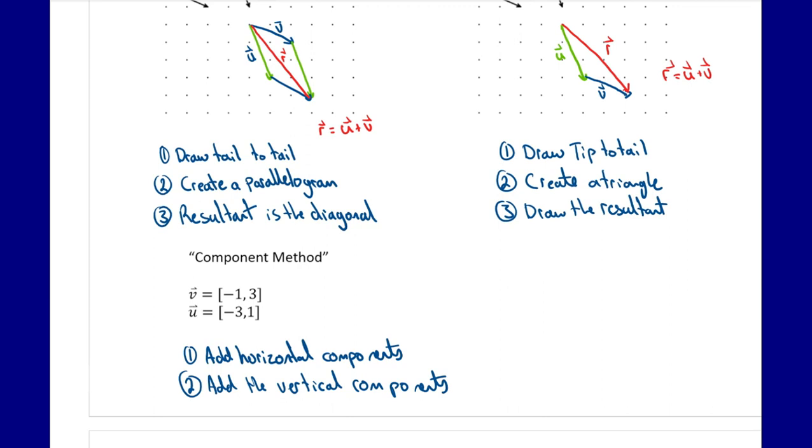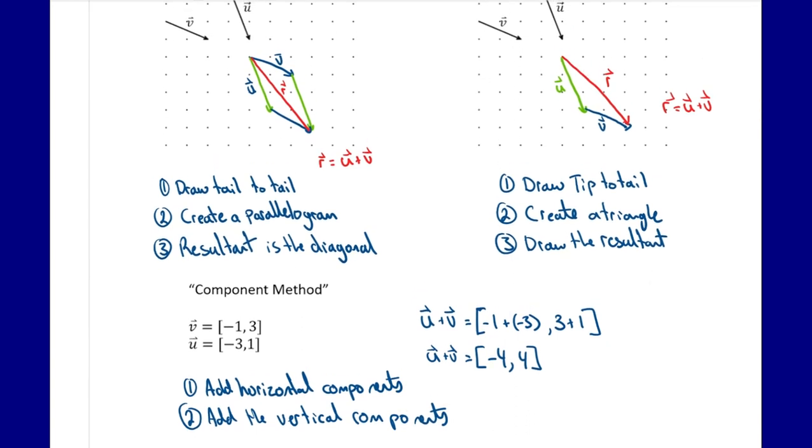So if in this case we wanted to do vector u plus vector v, that is going to result in the horizontal components added up. The horizontal components are the first ones, so -1 plus -3. And we have the vertical components added, 3 plus 1. Vector u plus vector v is equal to -4, 4.